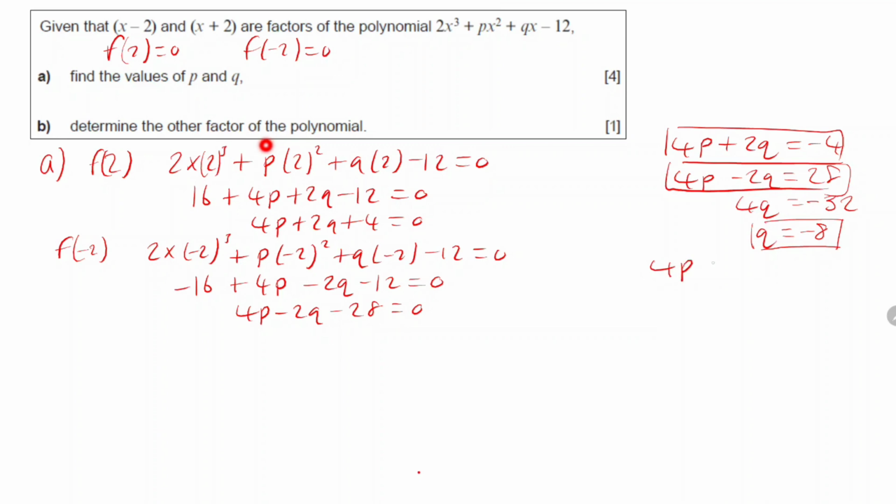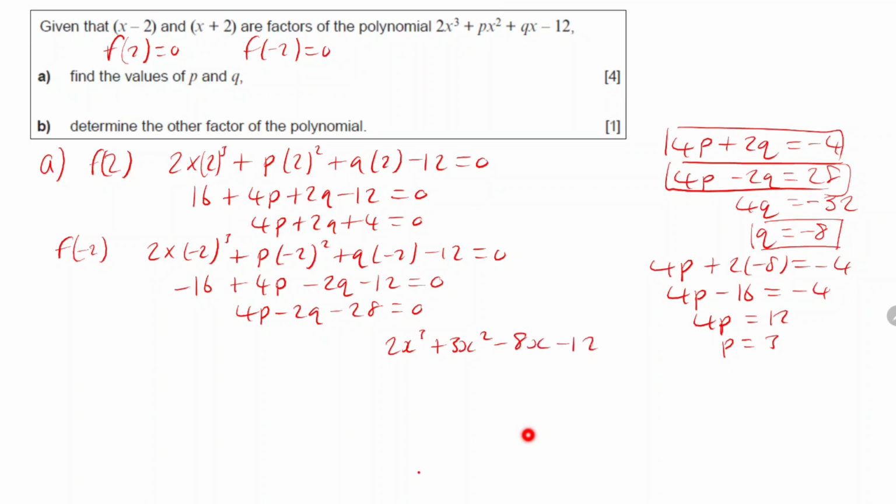Use the original equation to work out p. So 4p plus 2 times by minus 8 equals minus 4. So 4p minus 16 equals minus 4. So 4p equals minus 4 plus 16, which is 12. So p equals 3. So that means that our polynomial is the following. 2x cubed. Our p was 3, so plus 3x squared. Our q is minus 8, minus 8x minus 12.